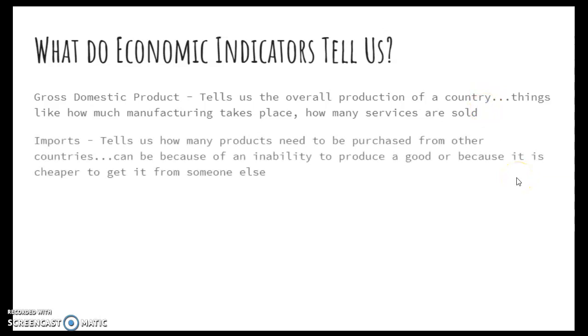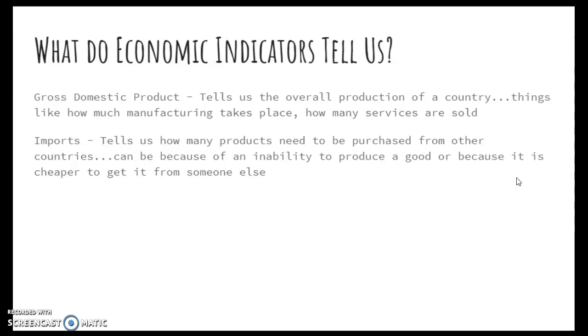Okay. Now imports. This tells us how many products a country actually purchases from other countries. Now, it can be purchased for a couple reasons. The major two reasons that a country would purchase them from another country is because they don't have the ability to produce that particular good in that country, right? So if you don't have oil in your country, you're going to need to import gasoline, you're going to need to import oil from another country because you don't have access to it, right?